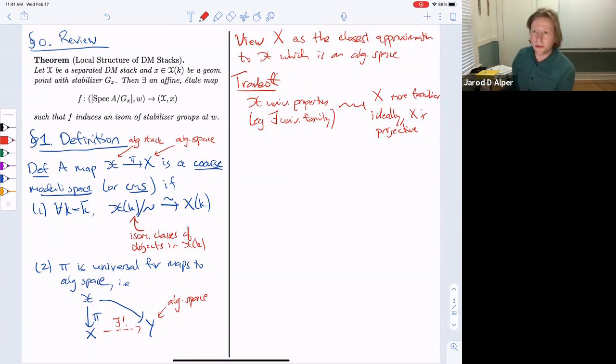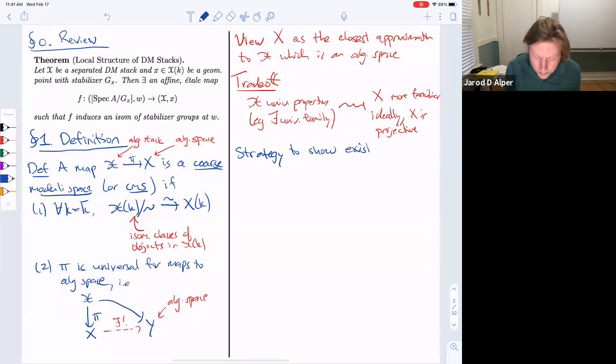Anyway, that's our goal. And the strategy is actually very clear for how we're going to prove this. So our strategy to show the existence of a coarse moduli space.